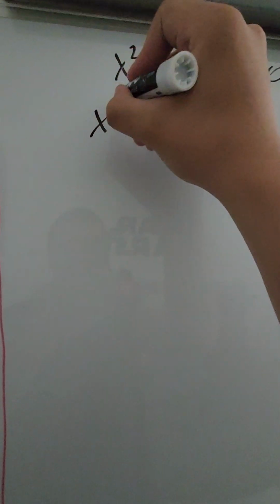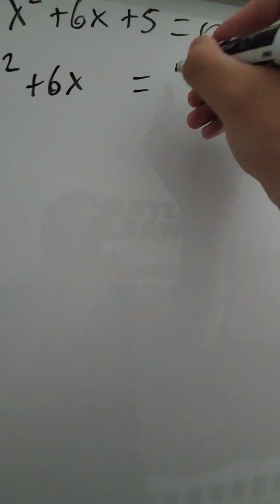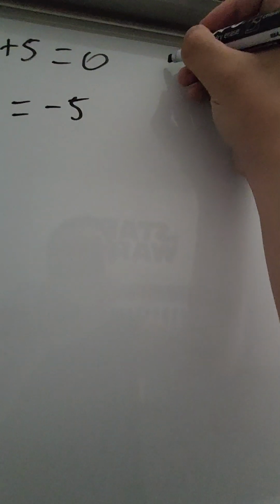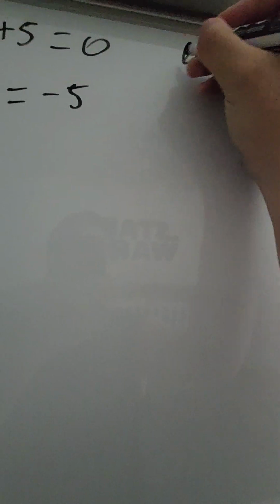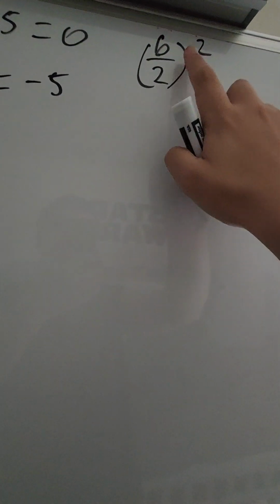So here I'm going to do x squared plus 6x, and I'm going to take this 5, leave a little space there, and make that -5, bring it to the other side. Now, this is very important. You see this number right here? You have to take that number, which is 6, divide it by 2, and then square the number. You'll see why. So 6 divided by 2 is 3. 3 squared is 9. So here I'm going to add 9 here, and I'm also going to add 9 here.